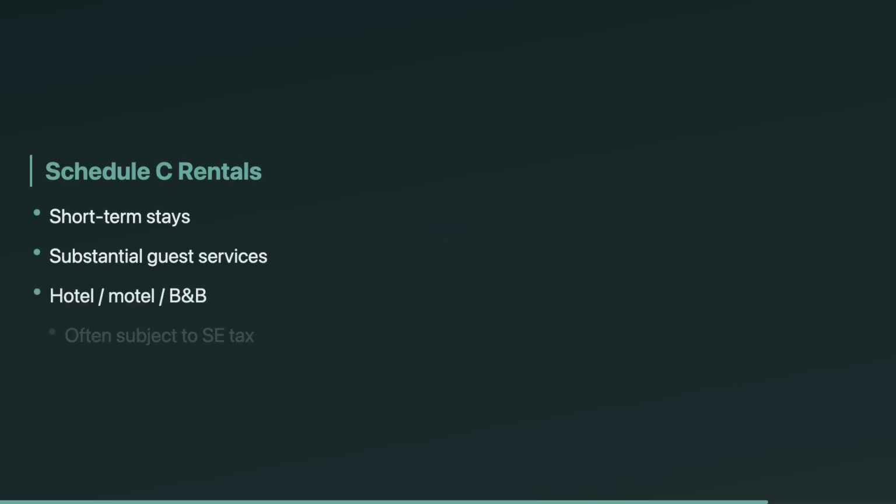Now, when do rentals jump from Schedule E to Schedule C? When you provide substantial services and it looks like a hotel. Daily maid service, linens, breakfast, regular cleaning, those are the classic hotel-like services. Short stays plus substantial services usually equals Schedule C, which also means the income can be subject to self-employment tax. Basic services like repairs and trash collection don't usually rise to that level.